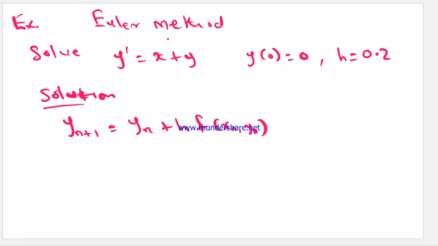In this case, our f(xn, yn) is equal to this. We already know our h to be 0.2, so y(n+1) equals yn plus 0.2 times f(xn, yn). Let's put the function directly, which is what? xn plus yn. So that is how to find every step of our solution y at every position of x.